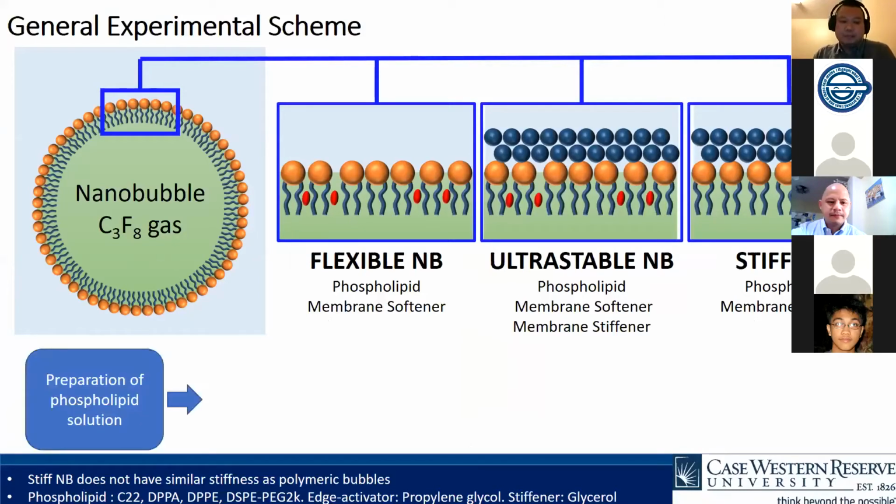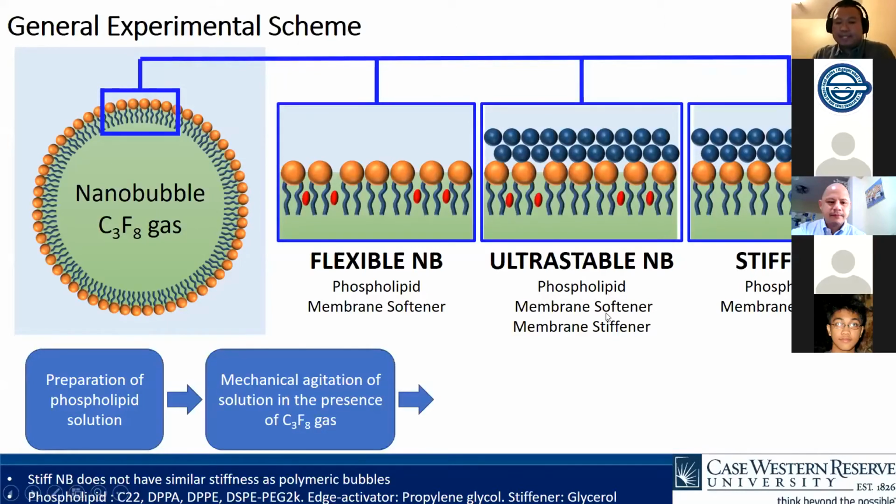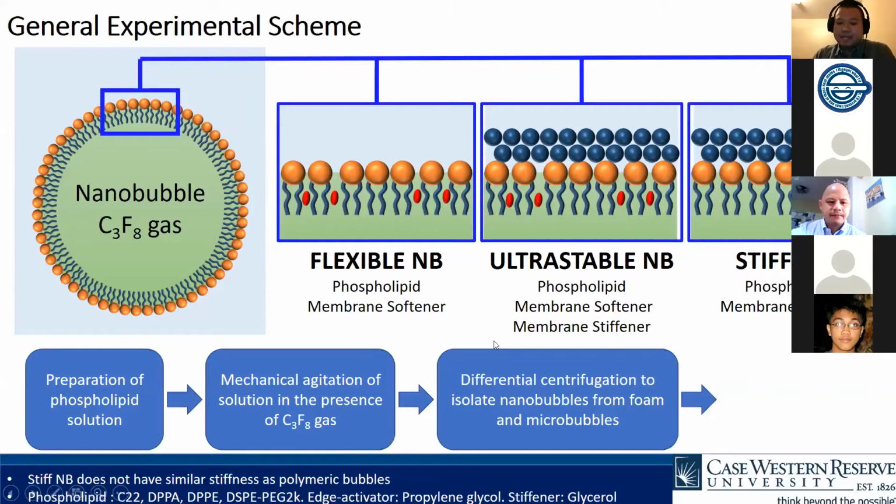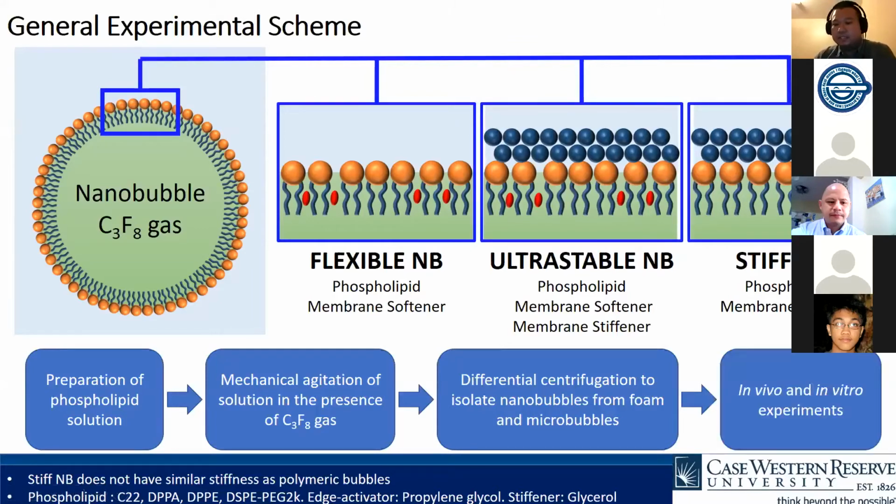To make the nanobubbles, we first prepare the phospholipid solution containing the membrane softener or the membrane stiffener, or both. We then mechanically agitate it in the presence of the fluorinated gas, and then separate the nanobubbles from foam and microbubbles by differential centrifugation. And then we do our in vivo and in vitro experiments.